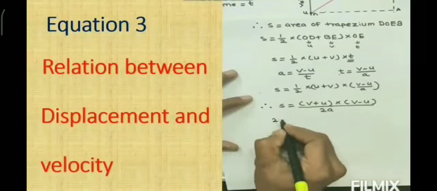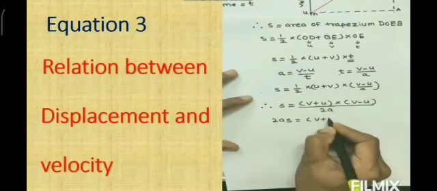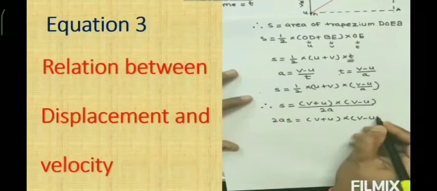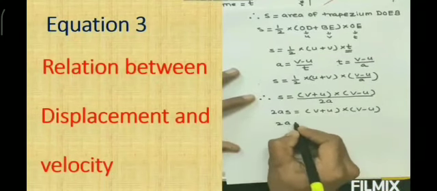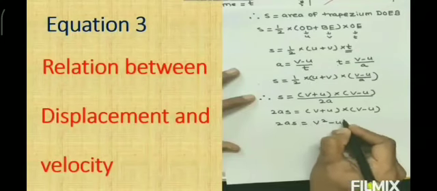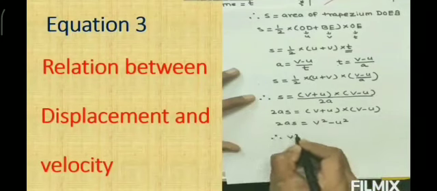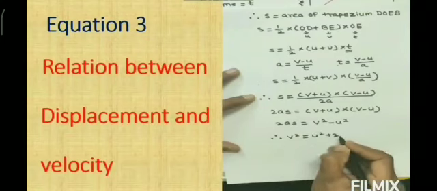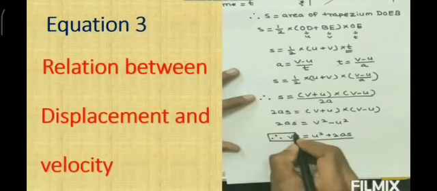We get 2AS is equal to V plus U into V minus U. Now simplifying this we get 2AS is equal to V square minus U square. Therefore V square is equal to U square plus 2AS. This is the third equation of motion.